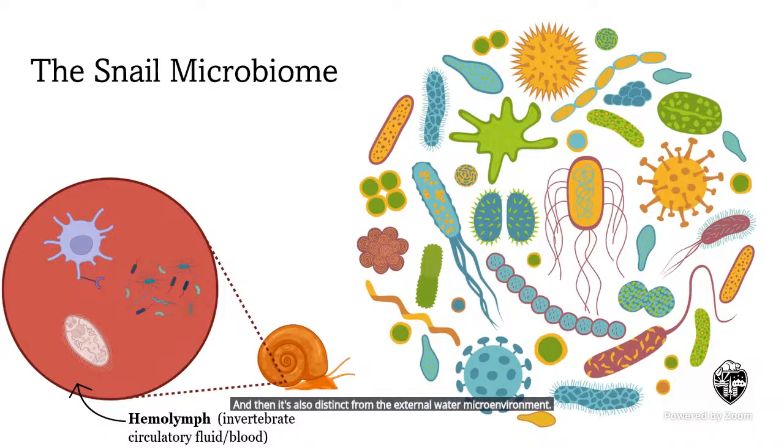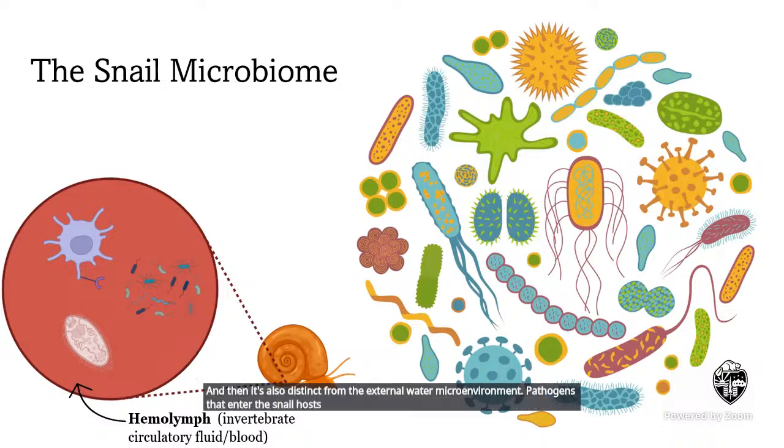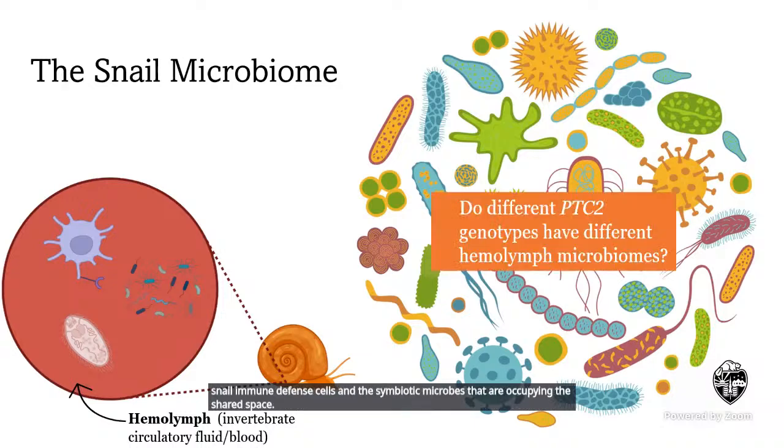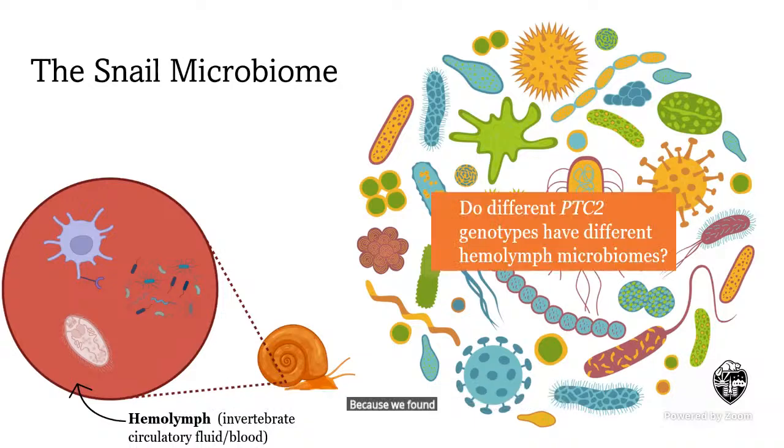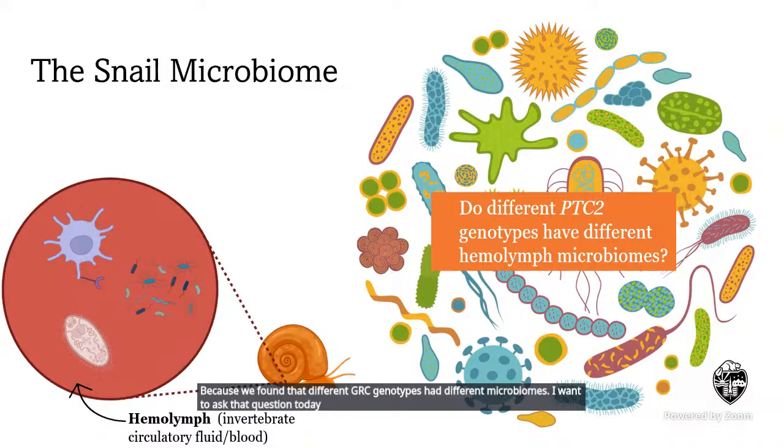Pathogens that enter the snail host into the hemolymph tissue will encounter both the snail immune defense cells and the symbiotic microbes that are occupying the shared space. Because we found that different GRC genotypes had different microbiomes, I want to ask that question today: do the different PTC2 genotypes have different microbiomes? And I want to focus in specifically on the hemolymph tissue.